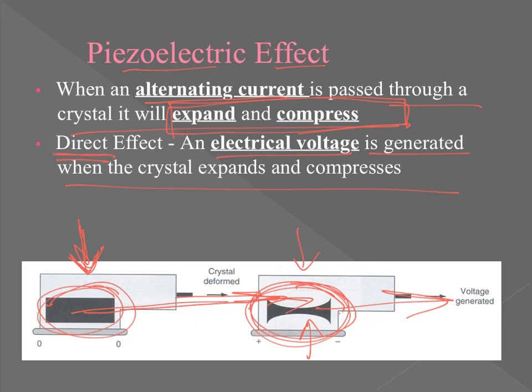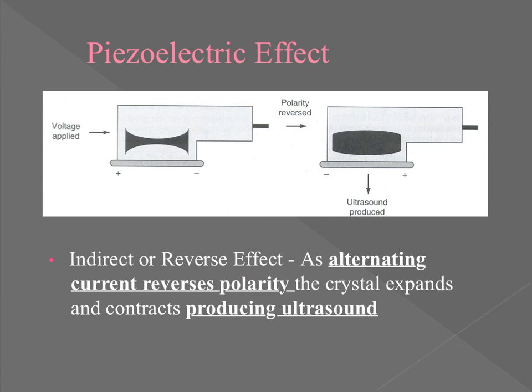That's going to generate an alternating current that's going to cause compression of the crystal. Now let's take a look at something called the indirect or reverse effect. As that voltage is being generated, as that alternating current reverses its polarity, the crystal expands and contracts and produces that ultrasound wave, right? So I'm going to go back.